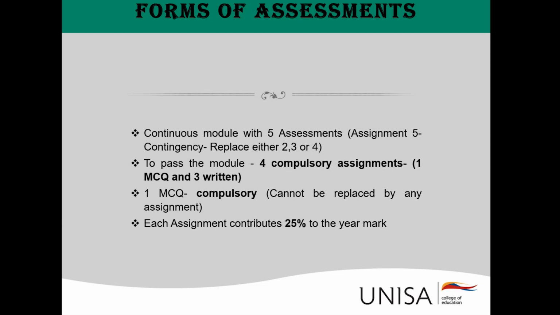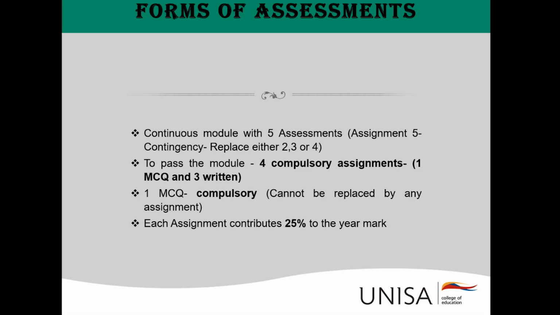TMS3729 is a continuous module which has 5 assessments, and the last assignment, which is assignment 5, is a contingency assignment, which means that it is not compulsory for you to write. You can only write it if you either want to improve marks on the missed assignments, which could be assignment 2, 3, or 4, or you did not write assignment 2, 3, or 4. And to pass the module, you need to write 4 compulsory assignments.